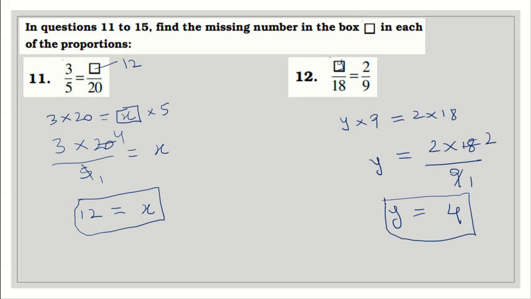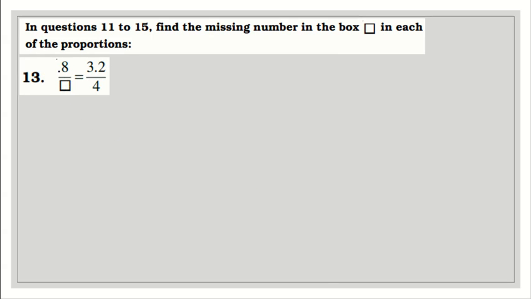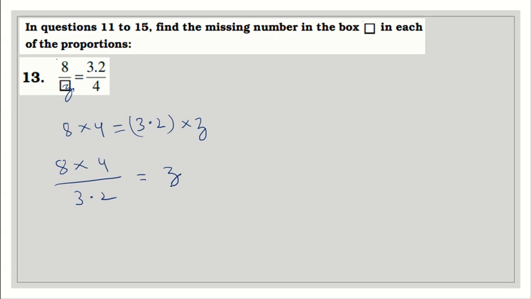Then question number 13: 8 upon box equal to 3.2 upon 4. If I assume this box as z, then 8 into 4 is equal to 3.2 into z. So this 3.2 which is multiplying z can be transposed to the other side. So 8 into 4 upon 3.2 equals z.